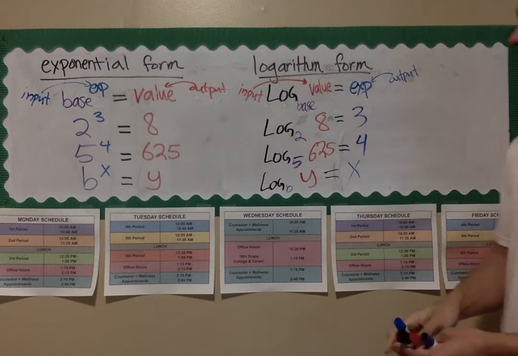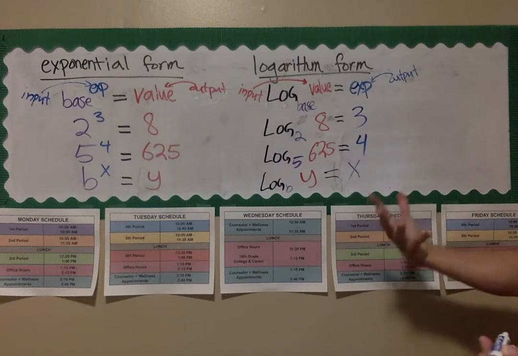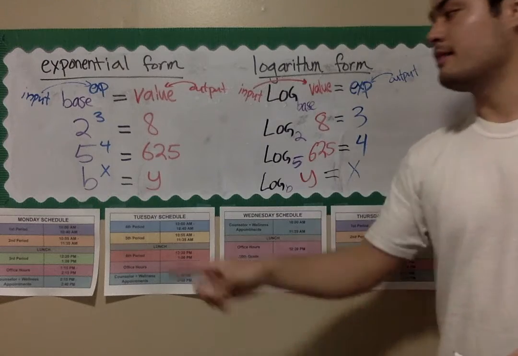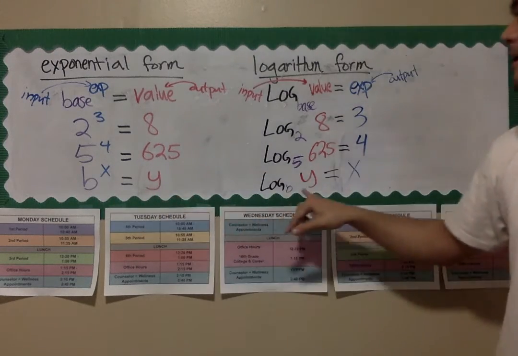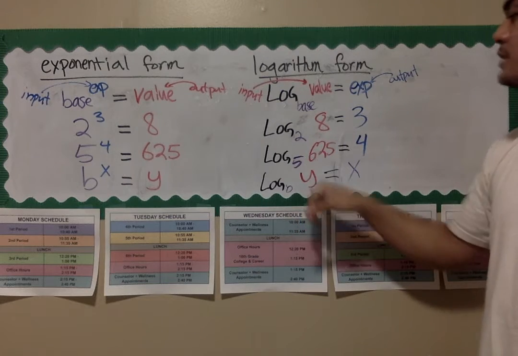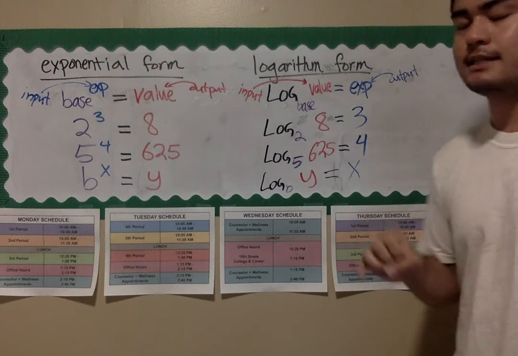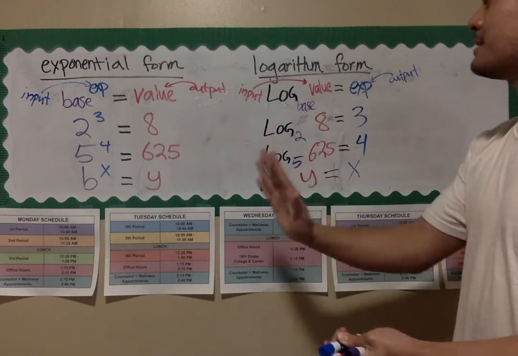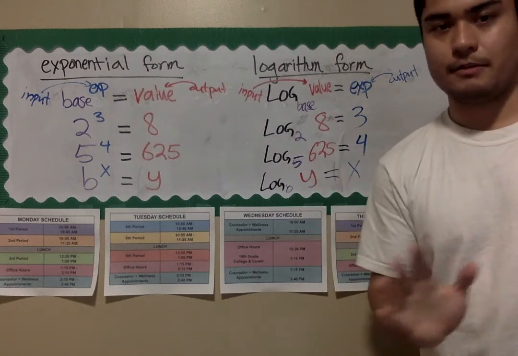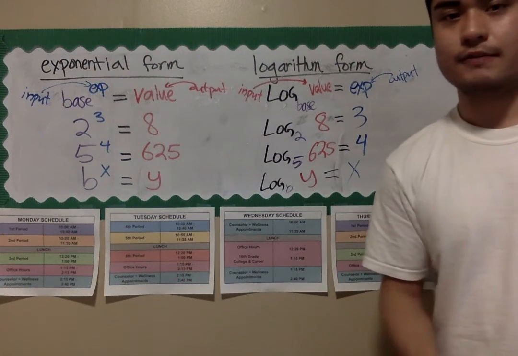And the last example is the clearest one to see, the input-output. The x is the input, the y is the output in exponential form. But when we use logarithm form, they're switched. y is now the input, and x is the output. So basically, rearranging from exponential form and logarithm form is very important, especially when we're doing inverse functions.